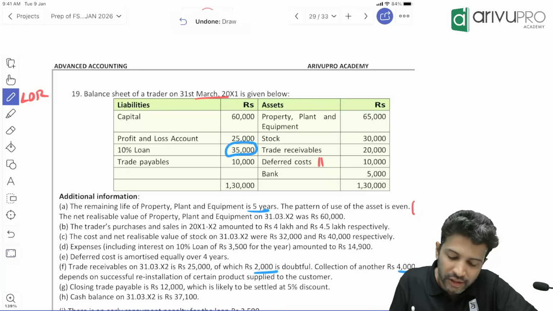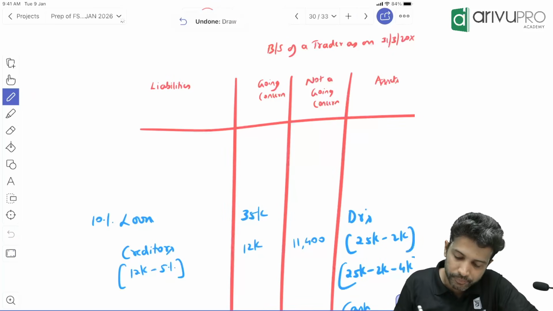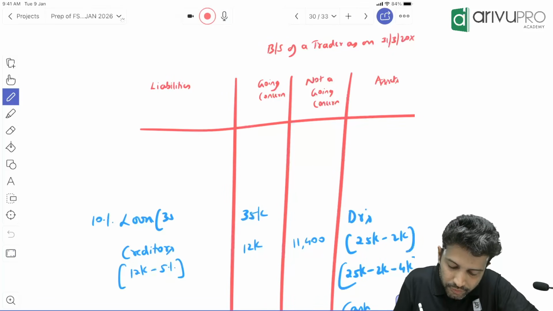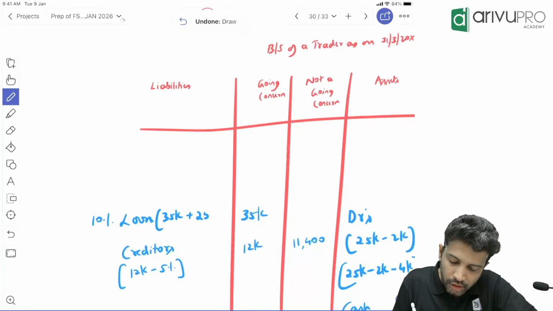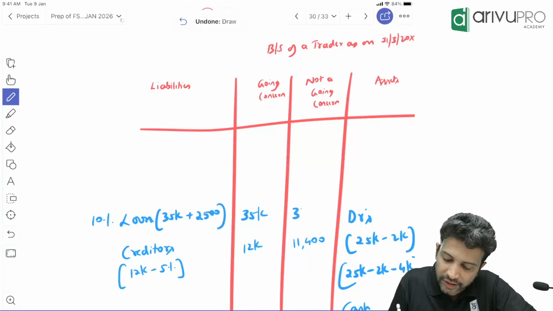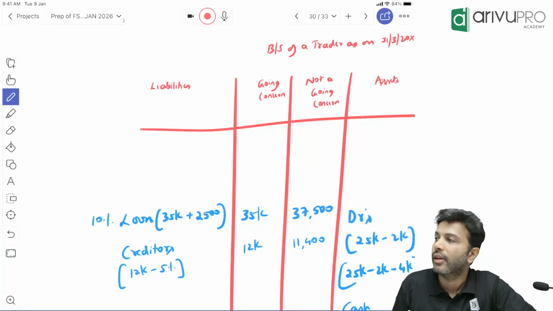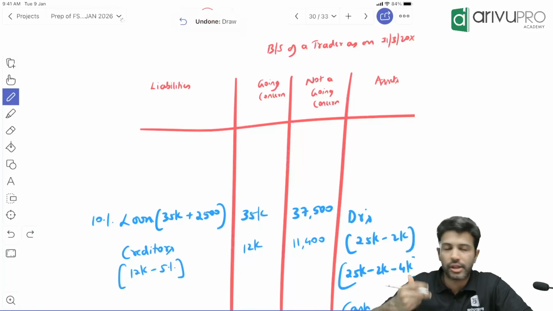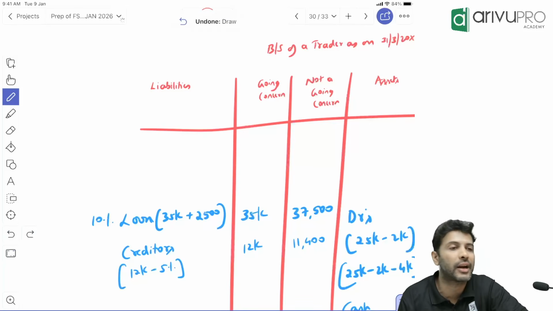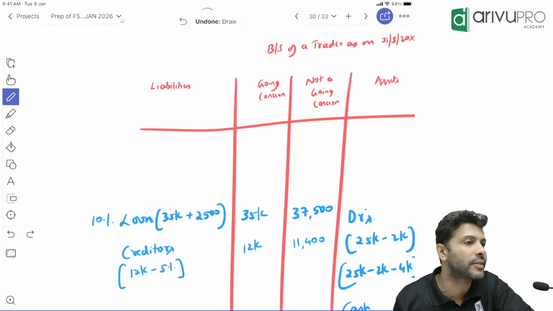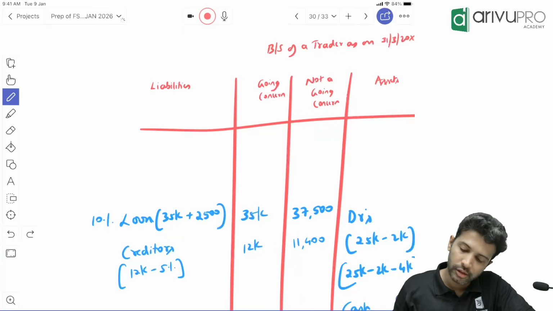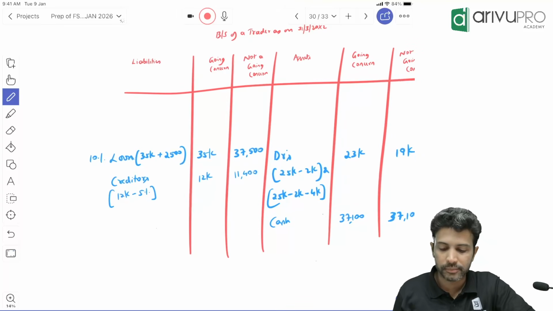That means will you pay the loan at 35 or you have to pay extra? You can't pay it at 35. You have to pay 2,500. Okay. That means how much you have to pay if the entity is not a going concern? If the entity is not a going concern, you will settle early. Because you are settling early, you have to pay 2,500 penalty more and it will become 37,500. Clear? Okay. This is done.